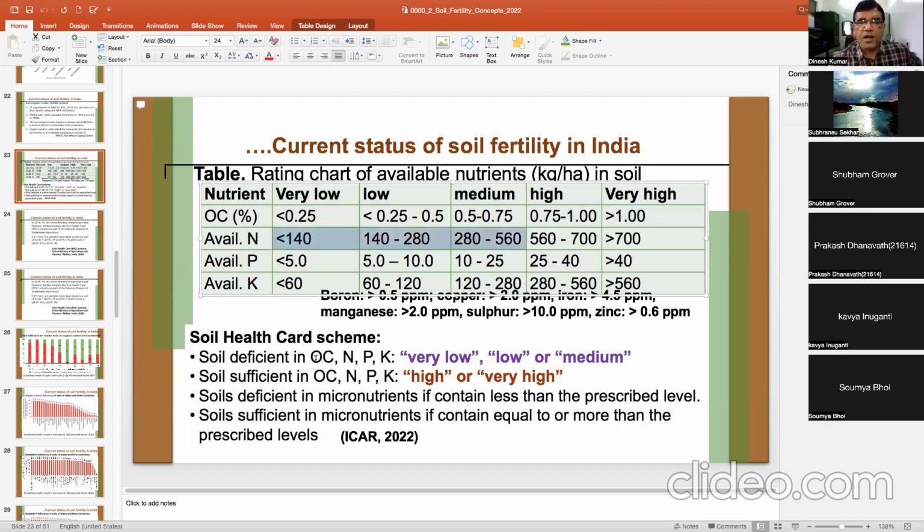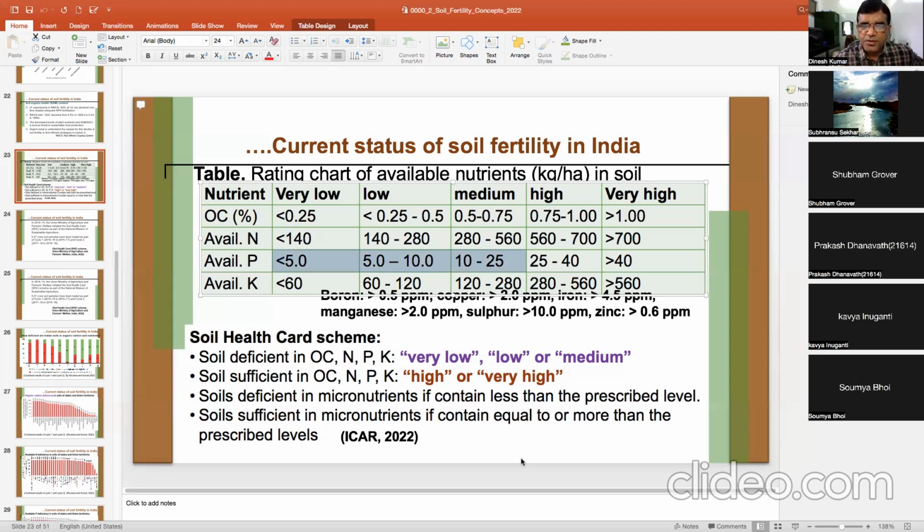Similarly, you can see soils which have even up to 560 kg of available nitrogen fall in the group of soils deficient in nitrogen. And more than 560 means soil is sufficient in nitrogen. And then available P, it starts from less than 5 to 25. So up to this, soil is deficient. And if it is 25 or more, then it is sufficient.